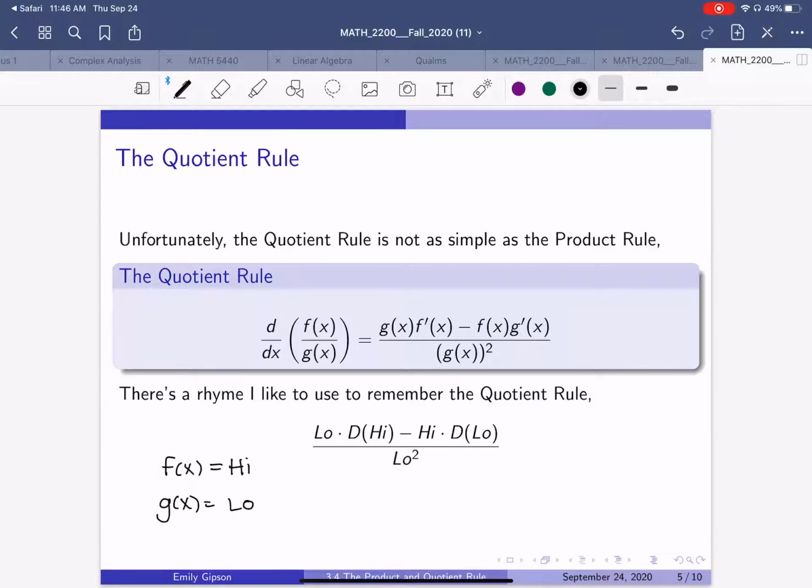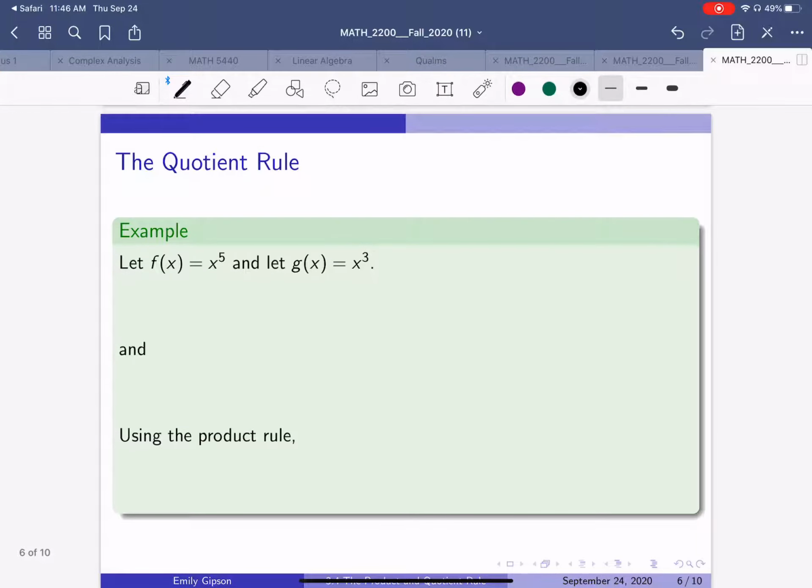So let's go ahead and see a similar example to the one we just saw. So this time, let f(x) equal x to the fifth and let g(x) equal x cubed. And from algebra, we know that x to the fifth divided by x cubed is simply x squared. And d/dx of x squared is simply 2x. So we hope that using the quotient rule, we get 2x out as a result.